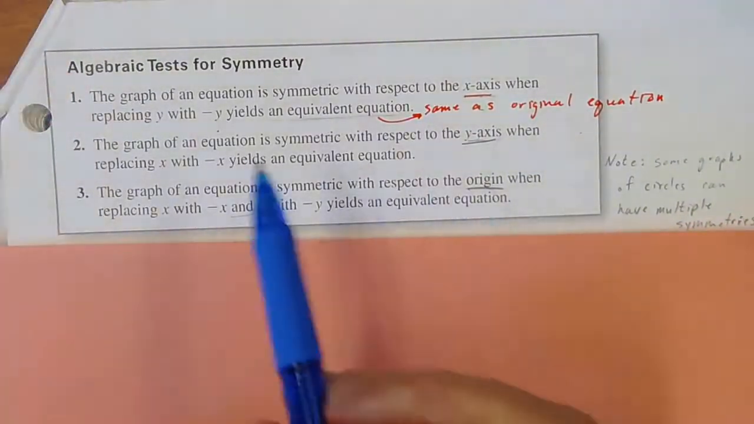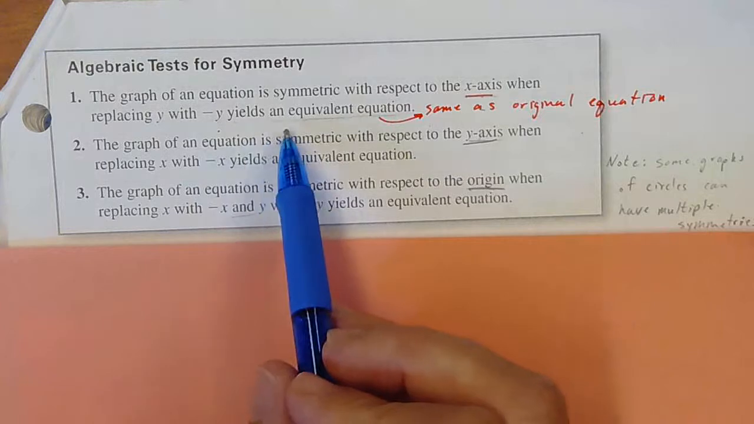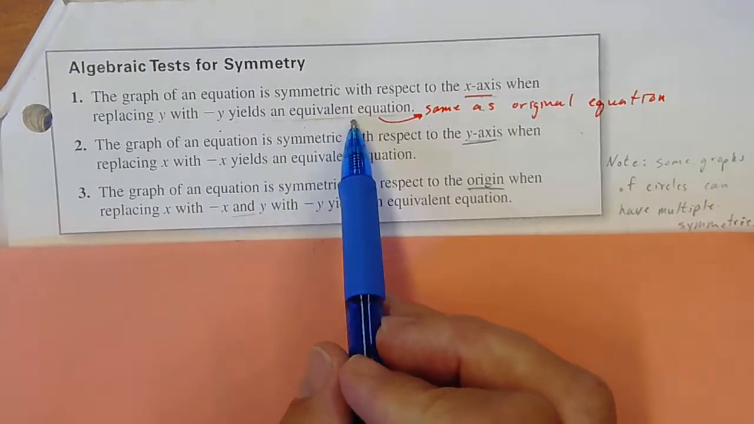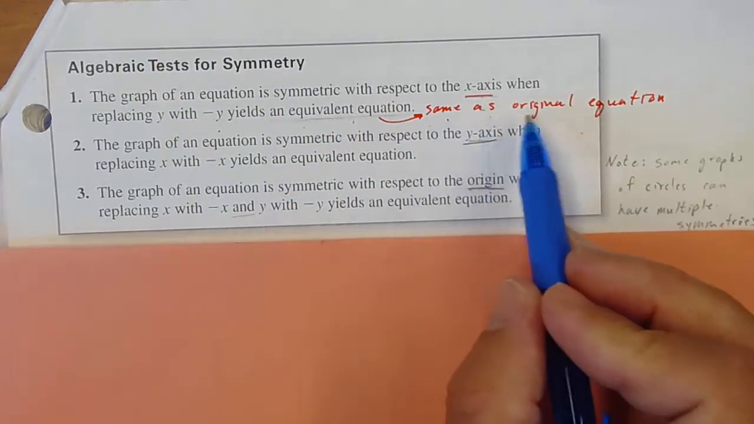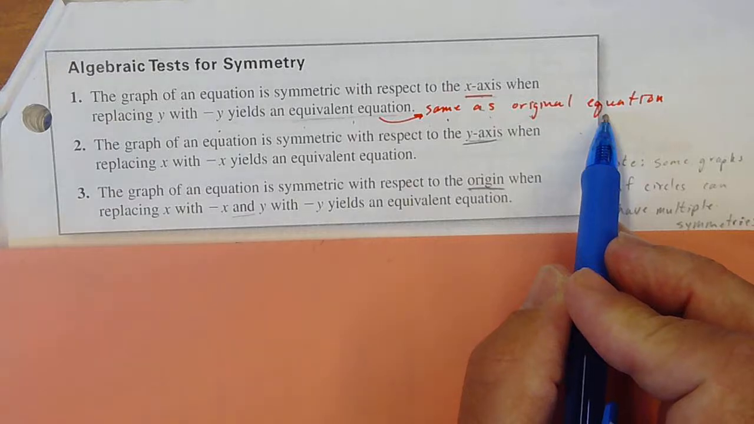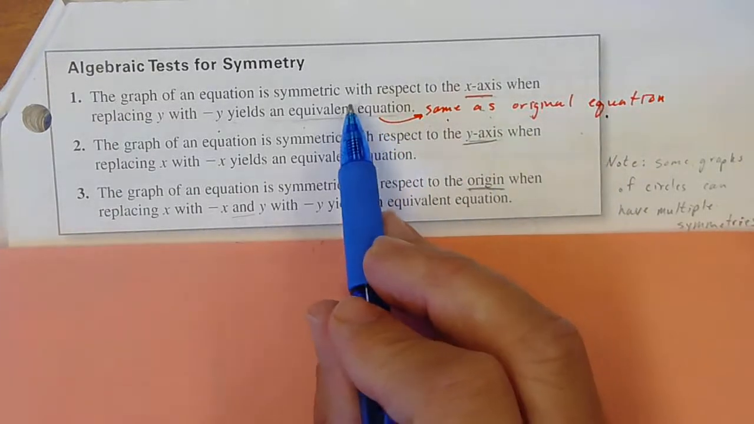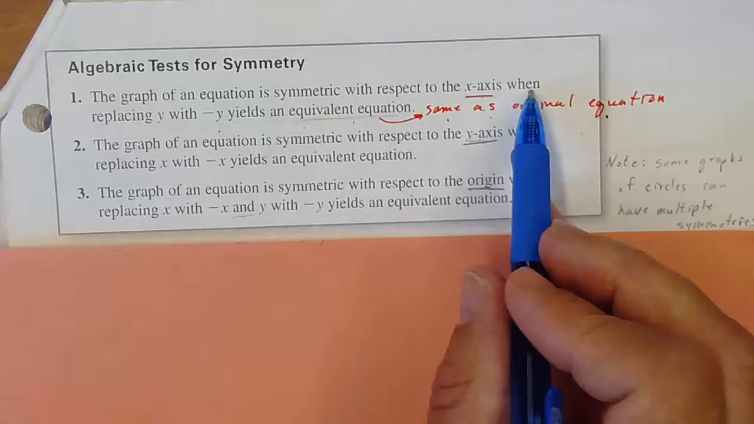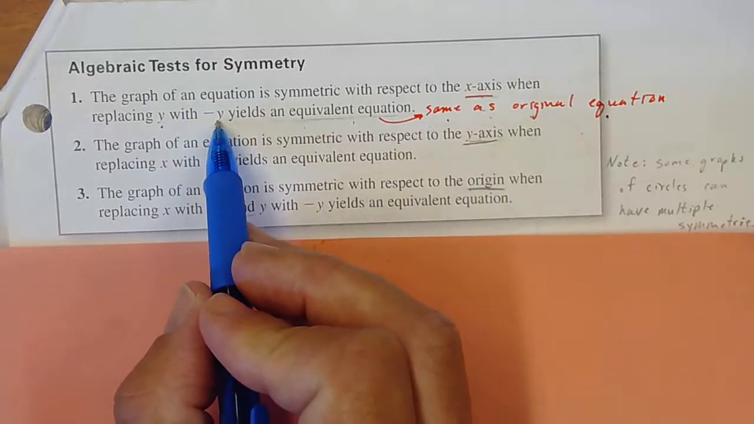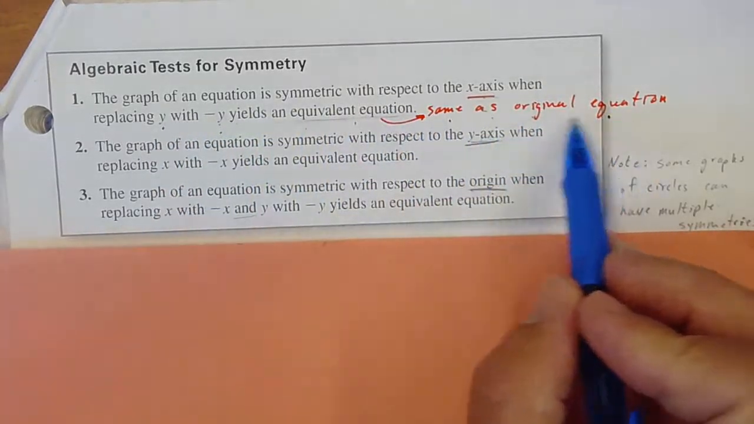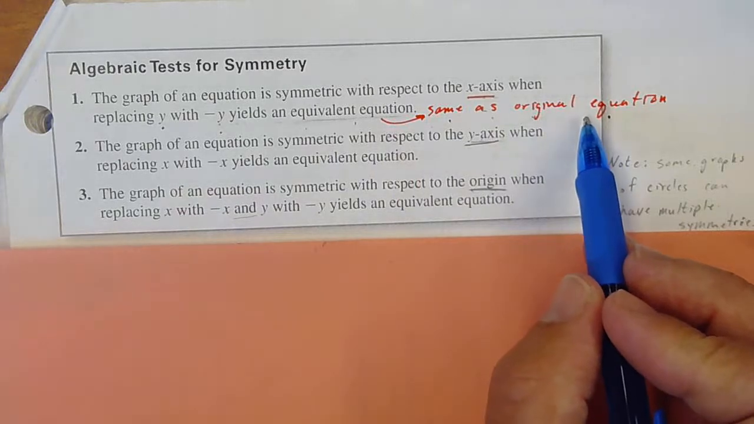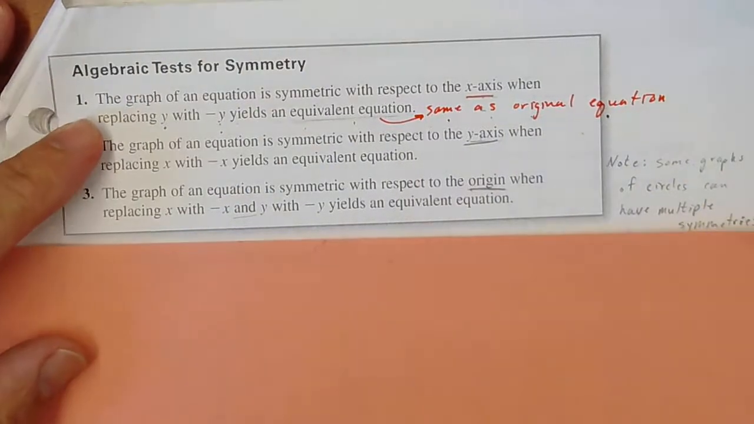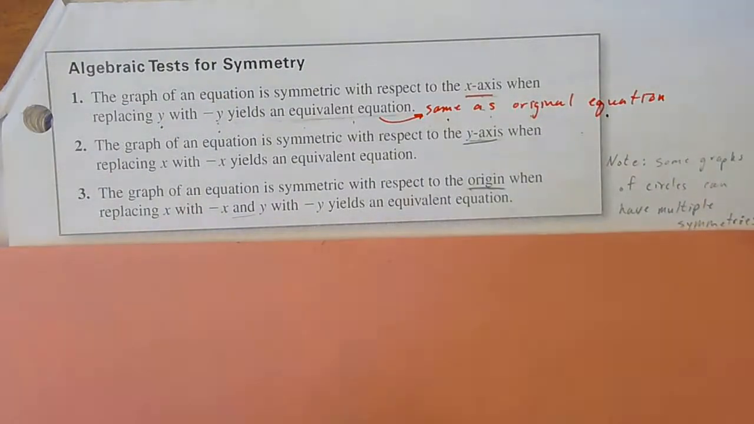All right, so here's what we're looking for. When it says yields an equivalent equation, that basically just means same as the original equation. So it has symmetry with respect to the x-axis when we replace y with negative y and yields the original equation. Okay, those are things you might want to highlight or point out too.